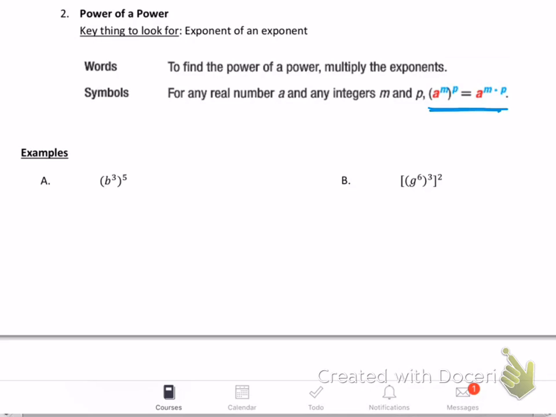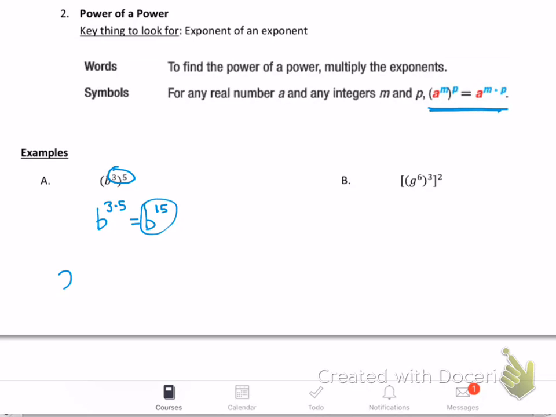So if we look at this first example, and these are going to be pretty simple examples, we have b cubed, or b to the third power, inside my parentheses, and then that whole parentheses is being raised to the fifth power. And so the property here is, instead of adding it like we did in the first one, this one only has one base, you're actually multiplying these two. And so what you're doing is b to the 3 times fifth power, which is equal to b to the 15th power. Now, why does that make sense?